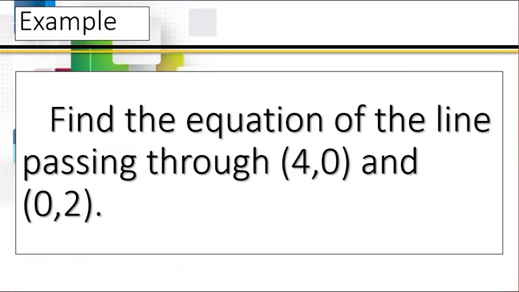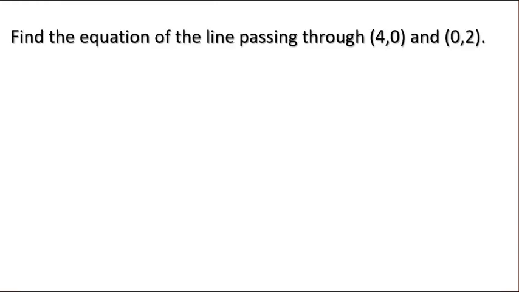So without further ado, let's apply this form with our example. Example number 1, find the equation of the line passing through (4, 0) and (0, 2). So here we will not resort to the previous solution, but we will consider the x and the y-intercept. Remember here that using the coordinates (4, 0), the x-intercept is 4. And using the coordinates (0, 2), the y-intercept is 2.